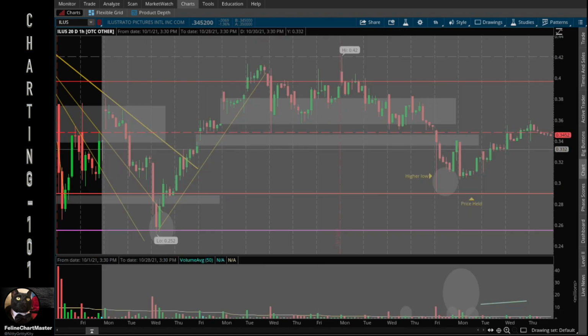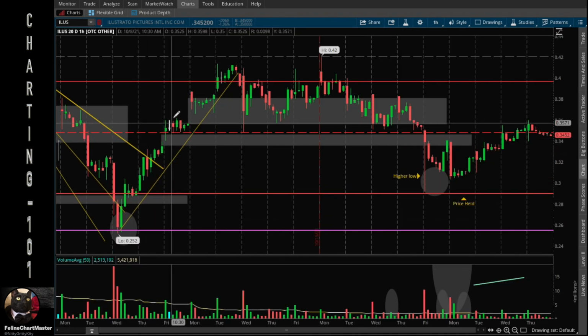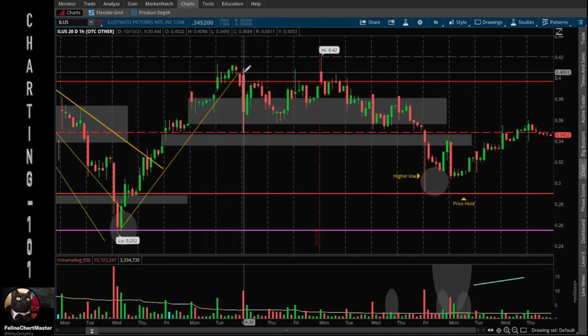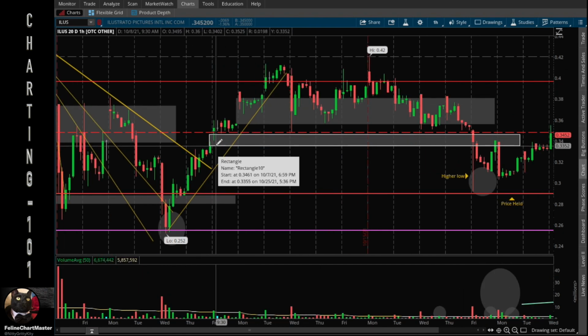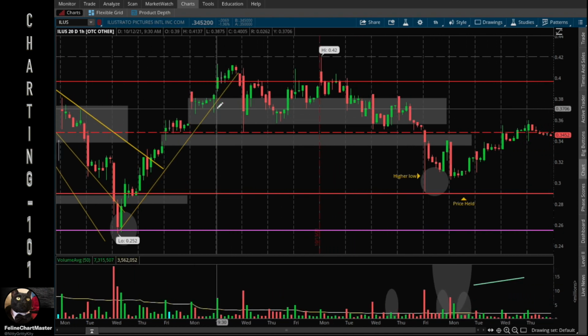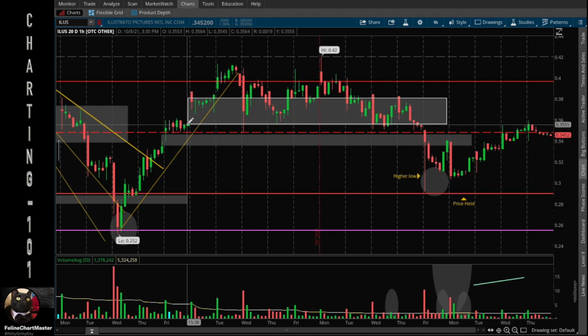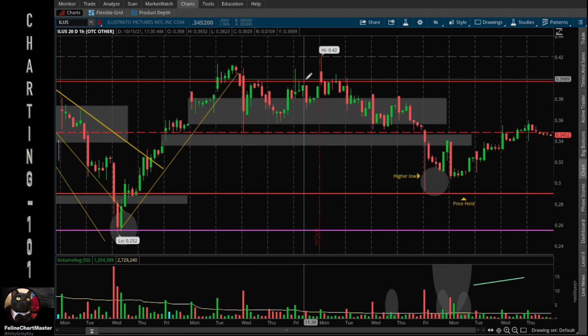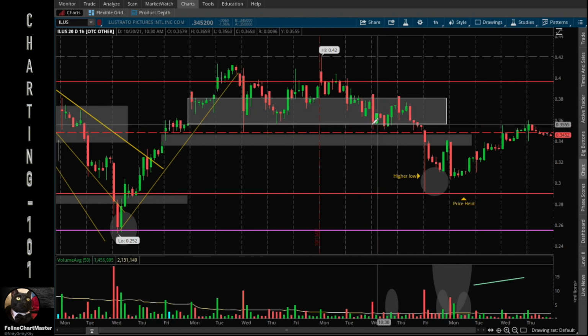We had this beautiful stair-stepping going on for several days, for a whole week. We had a new gap created over here, new gap created over here. And guess what? These gaps ended up being important again, okay? We broke up over here, but look, we came back down to the bottom of that gap, went back up, okay? Came back down to the bottom of the gap over here. Dipped a little bit below, but it's a zone.